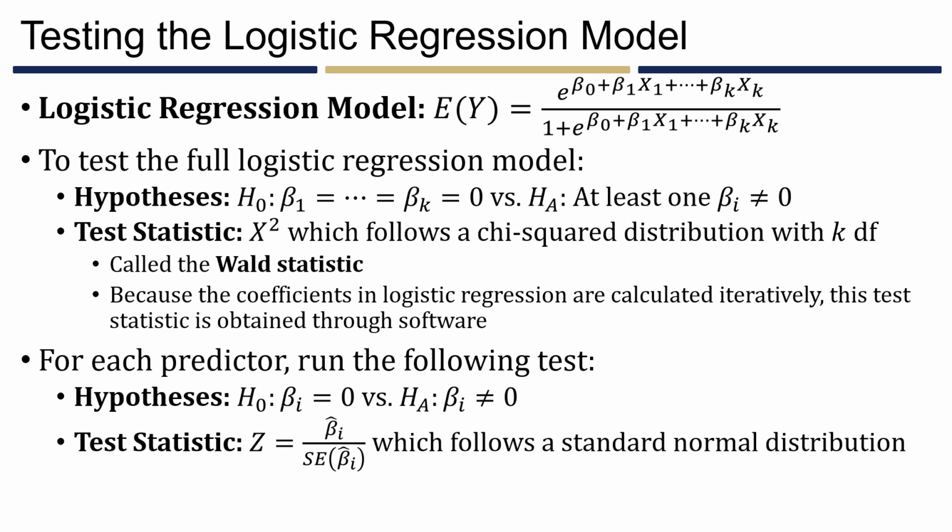Once we've tested the full model, we can then go and look at each of the individual predictors. The null hypothesis for each predictor would be that beta i is equal to 0 against the alternative that beta i is not equal to 0. And then your test statistic is going to be the estimated parameter, beta i hat, divided by its corresponding standard error. And this is actually going to give you a standard normal test statistic.